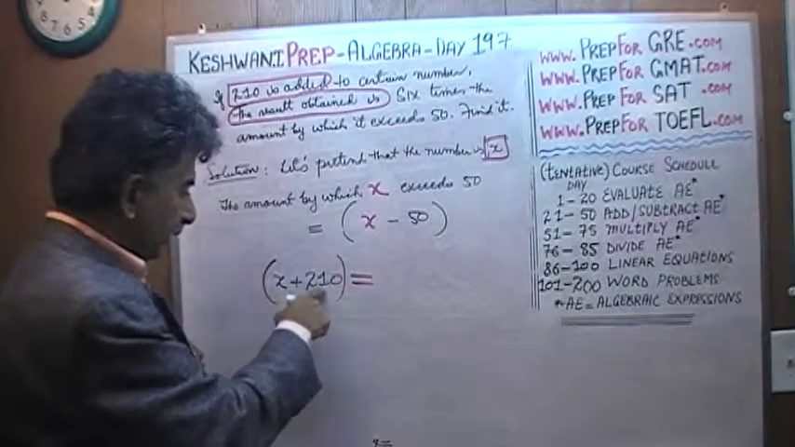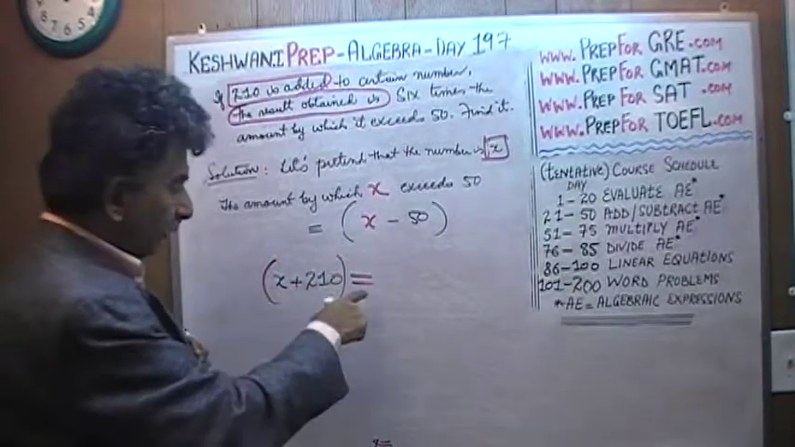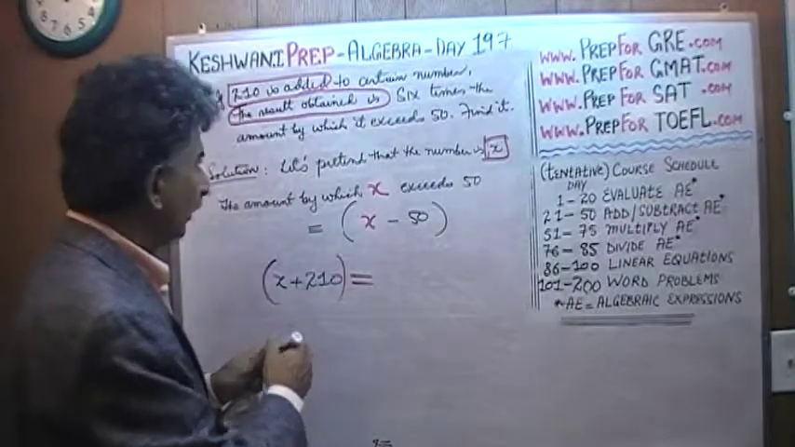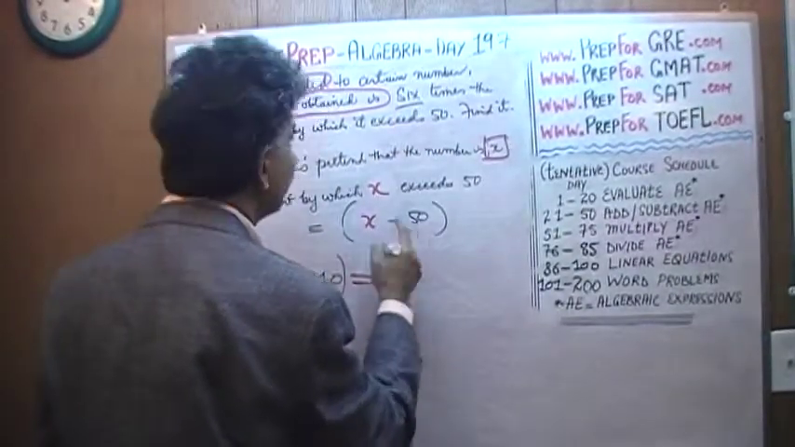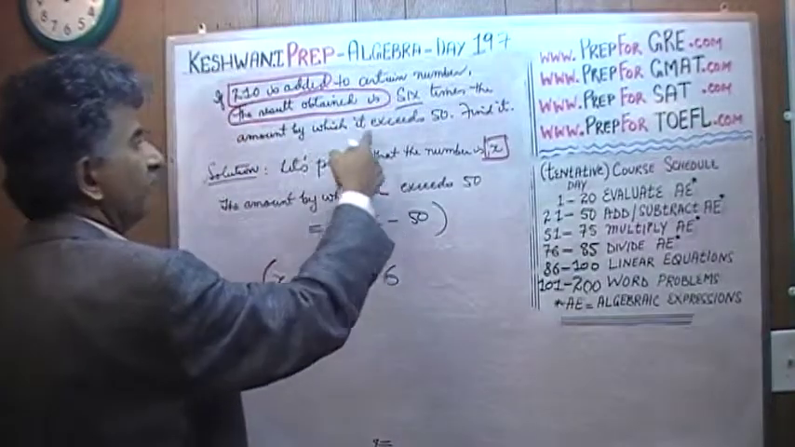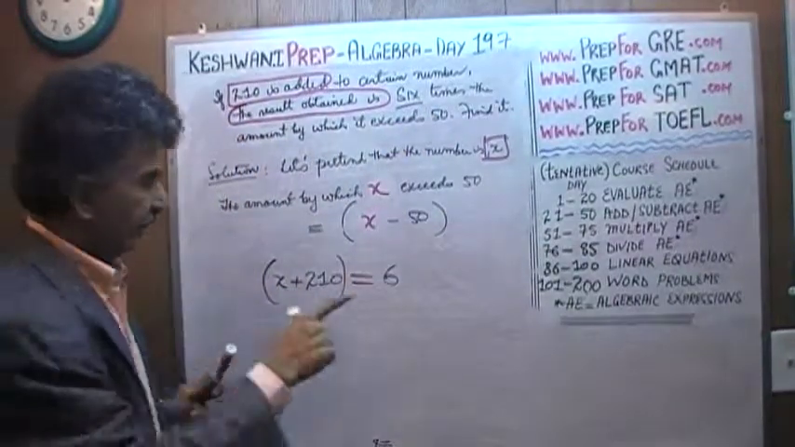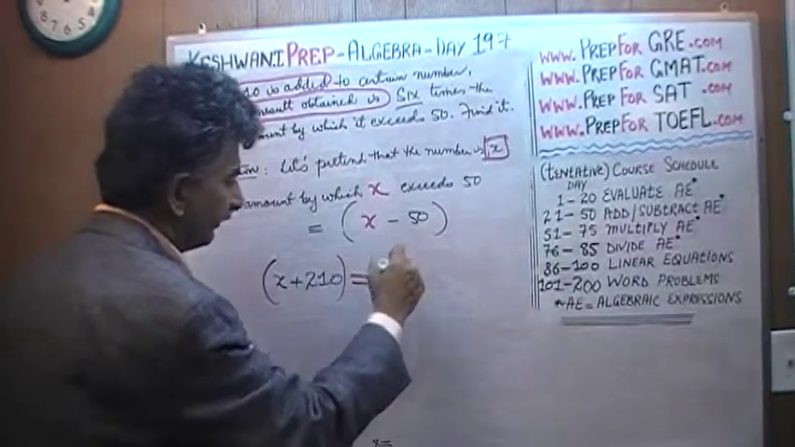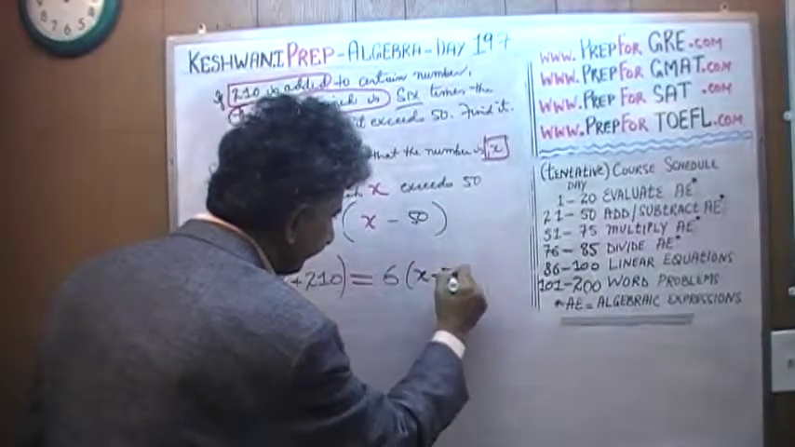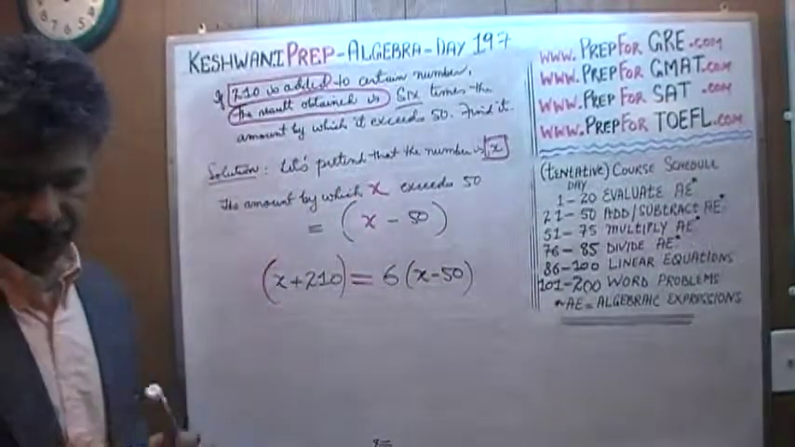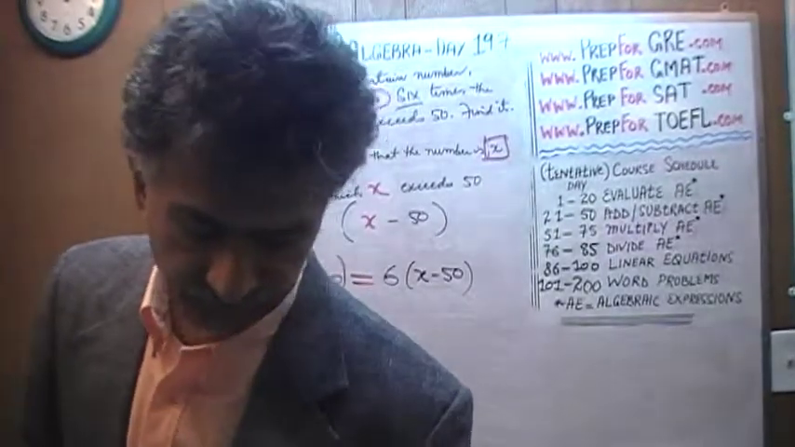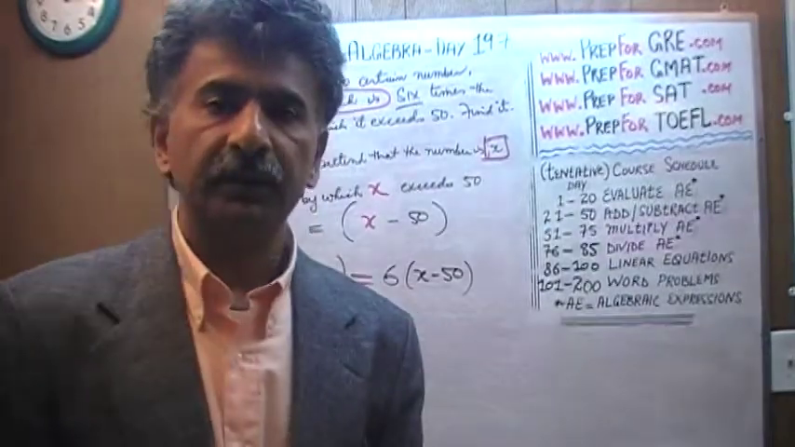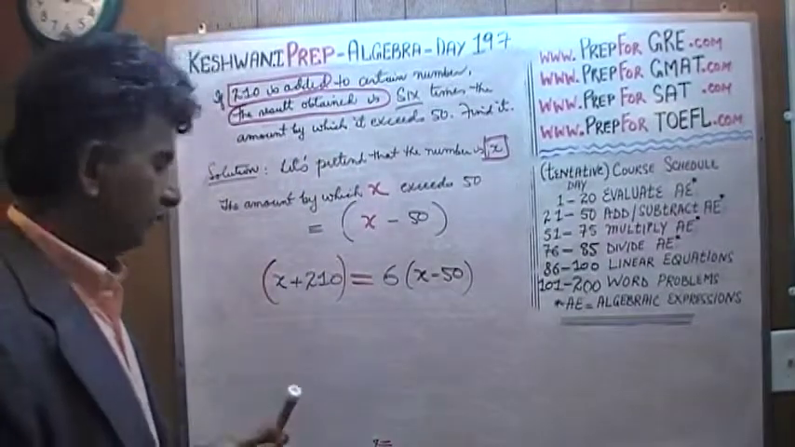So if you were to add 210 to our number that you're looking for, the result obtained is what? Is 6 times the amount by which it exceeds 50. The amount by which it exceeds 50 is right here. It is x minus 50. Voila, that's our equation. Once you have the right equation, the rest is very simple. The rest is very straightforward. We have to make sure that the equation itself is correct. Let's just solve the equation.